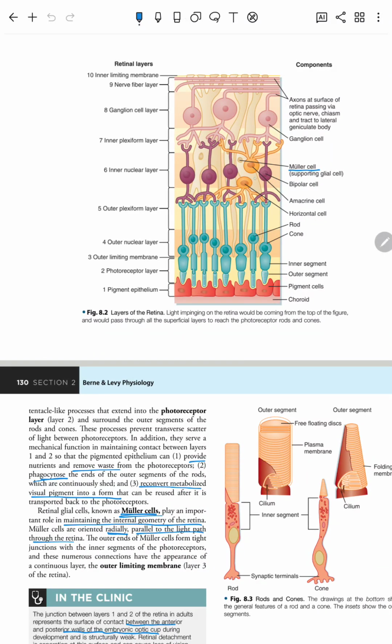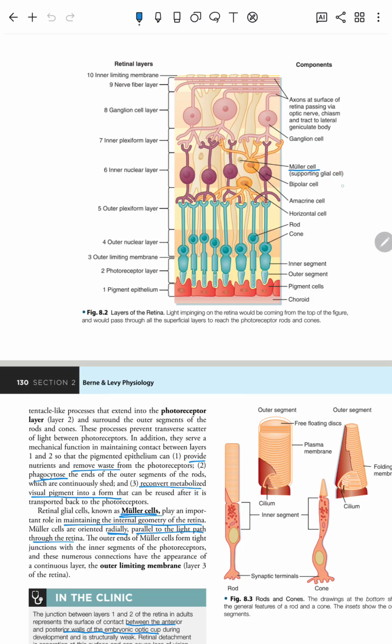Here are the Muller cells. You can see these are the Muller cells. They play an important role in maintaining the internal geometry of the retina. They are oriented radially, parallel to the light path through the retina. The outer ends of the Muller cells form tight junctions with the inner segments of the photoreceptor cells. Here is the outer segment, and here is the inner segment.